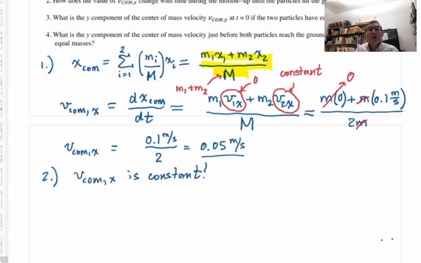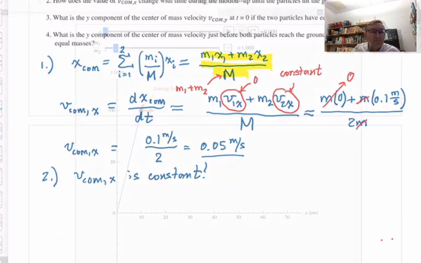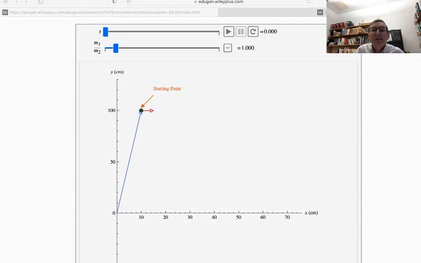Okay? You can actually see that if I go back to the animation. And I'm going to do that. And when we run it, again, I want you to look at the red arrow representing VCOM, and I want you to envision its x component, its horizontal component, and see if you can see that that isn't changing. All right, let's run this again. Give it a second here. See if it will run.